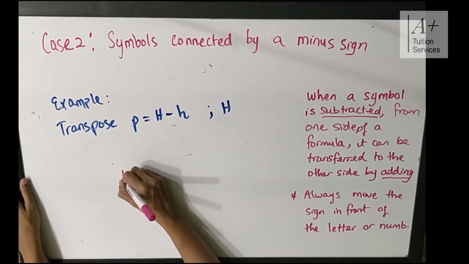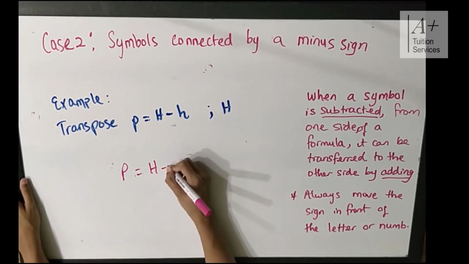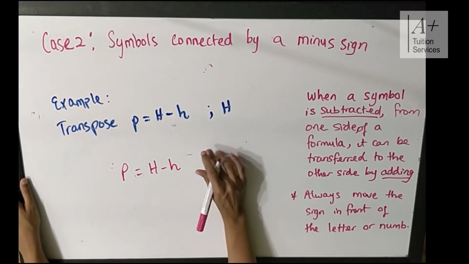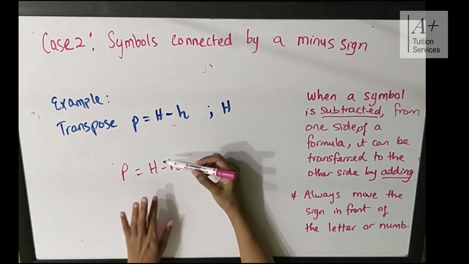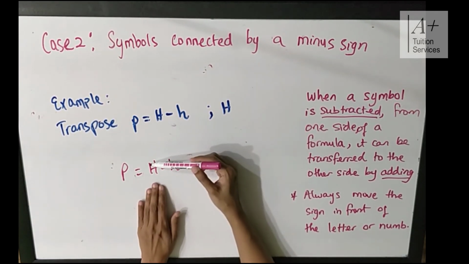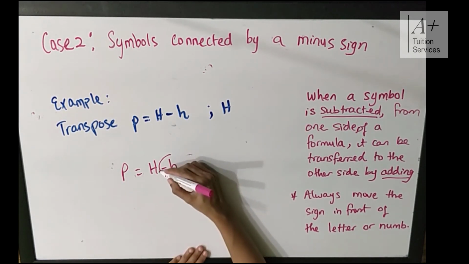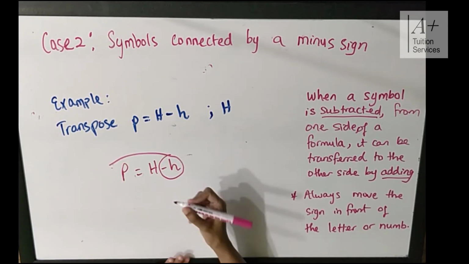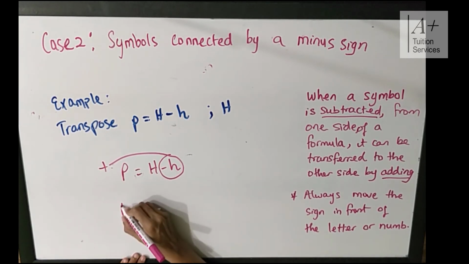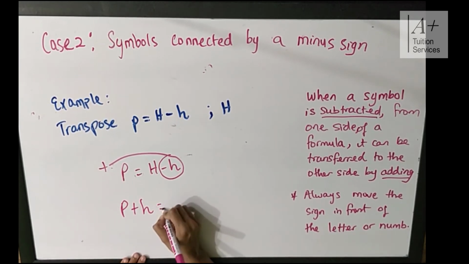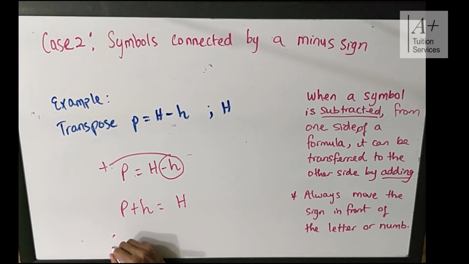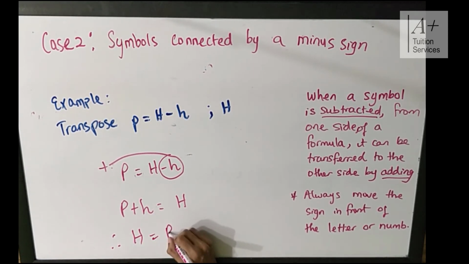rewrite this formula. P is equal to capital H minus H, and we want to transpose for capital H, right? So that means we have to get everything as far away as possible from capital H. And we will do so by circling minus H and moving it across to become positive. So P plus common H is equal to capital H. Therefore, capital H is equal to P plus H. Okay? And that was case 2.